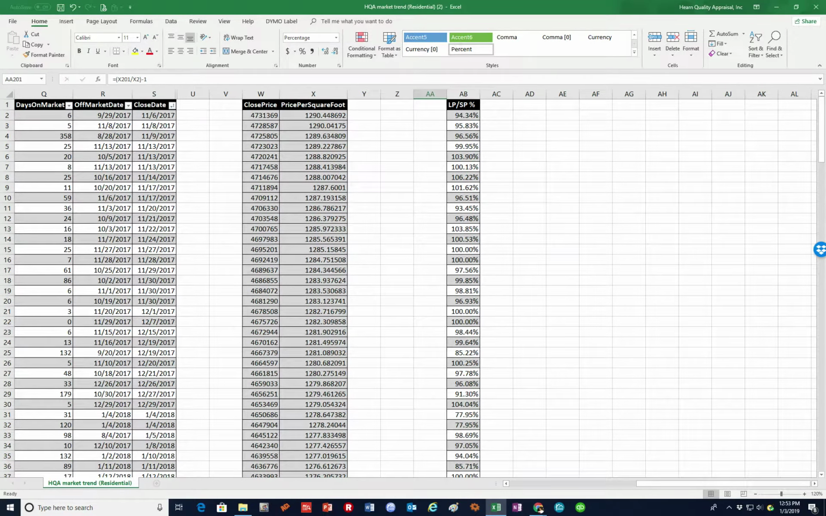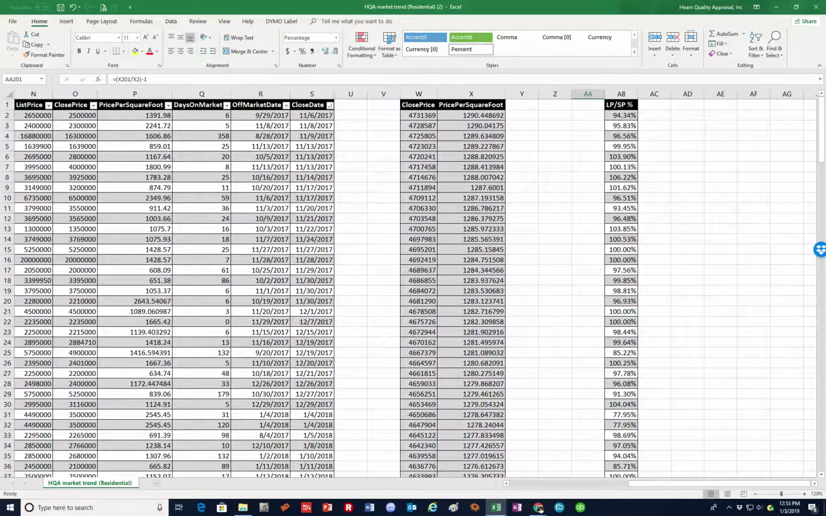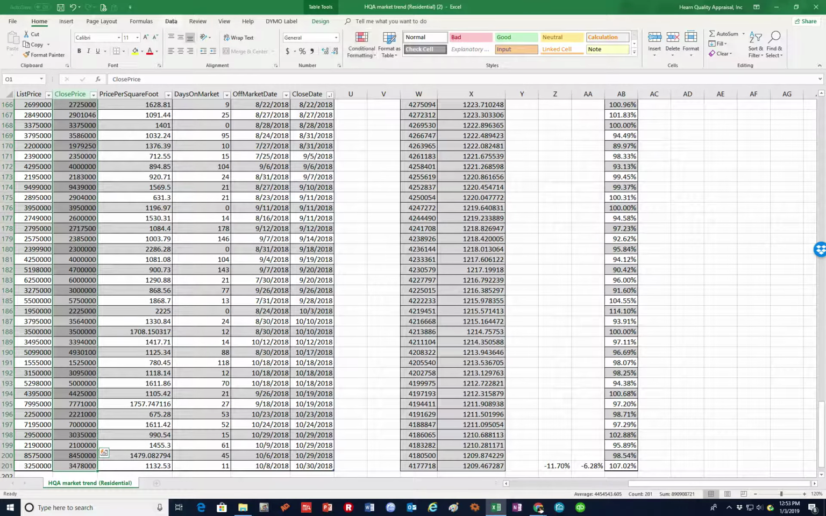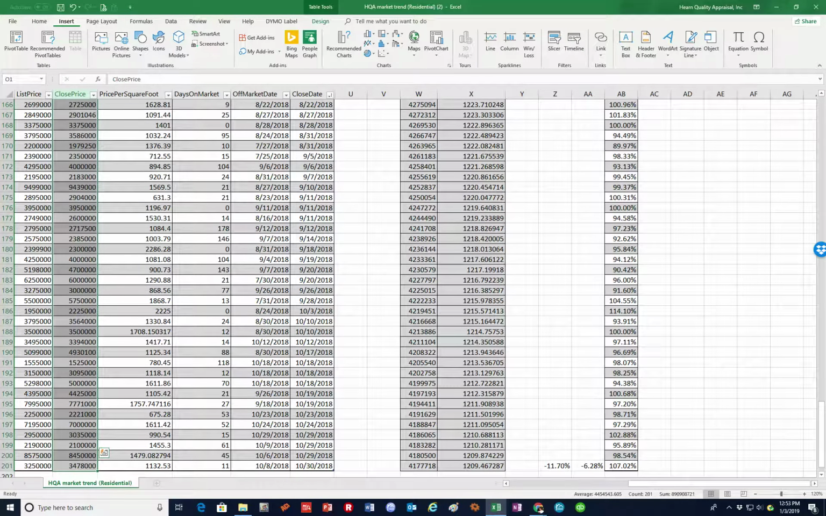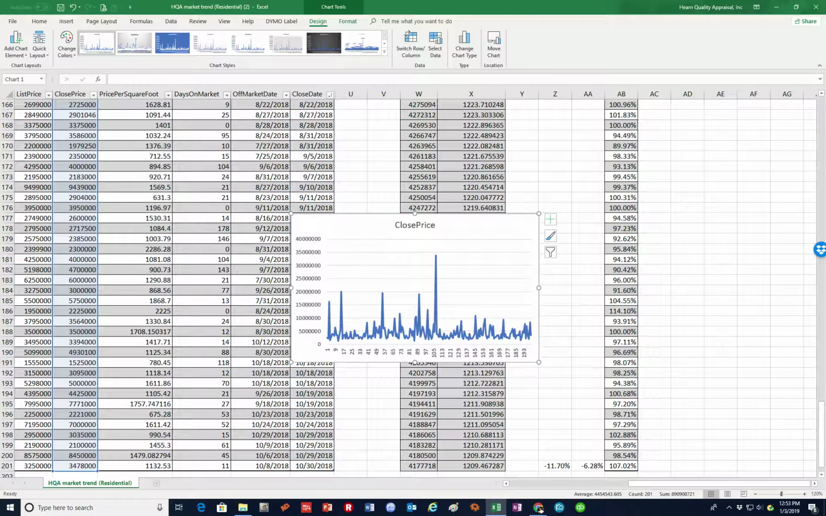We can also chart this. So let's highlight the column, and we will insert a line graph. Oh, and we got some real high points. Visually, it looks pretty stable, which would be consistent with a 6 to 11% decline.